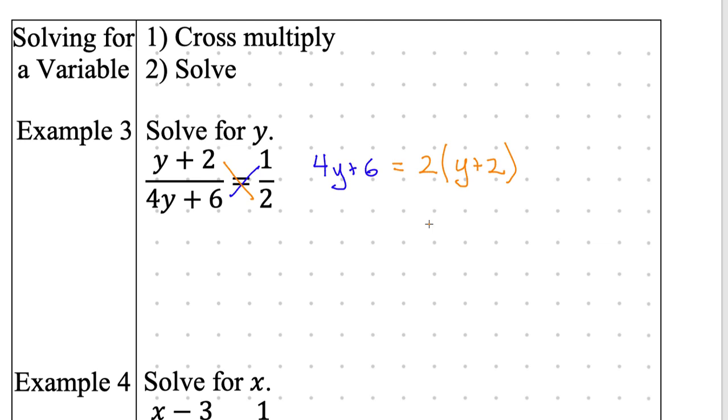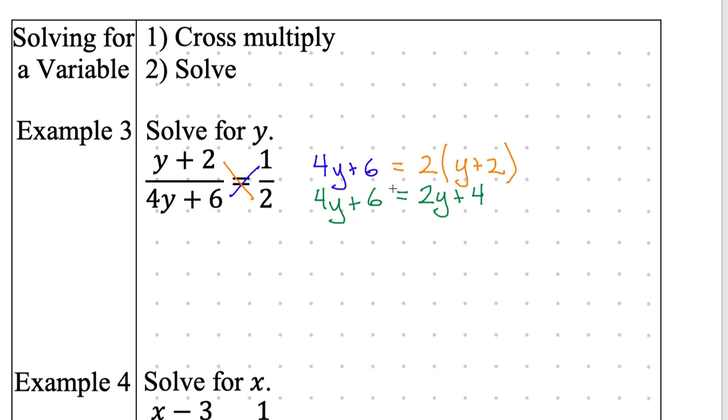I'll pause, make sure everyone understands what we're doing. Make sure that you're going to distribute. Don't forget your parentheses. And then from there, we actually do the distribution. So this now turns into 2y plus 4. And on the left-hand side, 4y plus 6. I need a quiet raised hand. Can you walk me through the rest of the problems to solve for y?